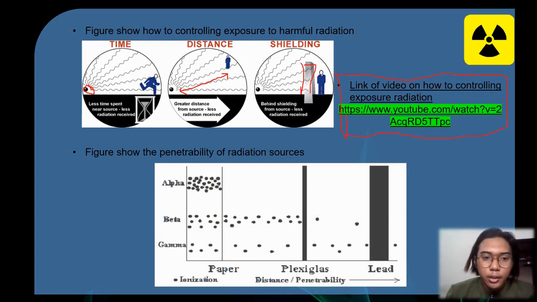Also, I attach a figure showing the penetrability of radiation sources for alpha, beta, and gamma. Gamma has the highest energy because it can penetrate paper and plexiglass, but it cannot penetrate lead.